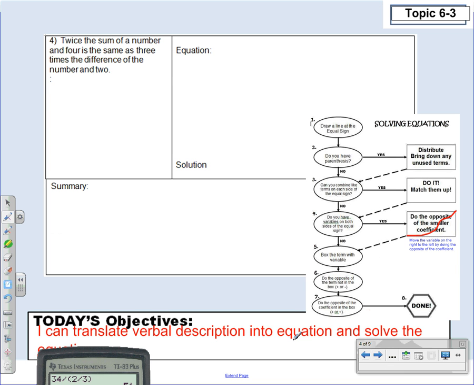Our last problem, let's start off by finding the words that mean equal. Twice the sum of a number and 4 is the same as, there it is, the same as 3 times the difference of the number and 2. So let's start at the beginning. Twice the sum of, remember sum of tells you yes we're adding, but we're also multiplying, so we need parentheses. So I know I'm going to have parentheses and an addition prior to my equal sign. Okay, sum of a number and 4, so a number and then 4 inside the parentheses. Twice means I'm going to multiply by 2.